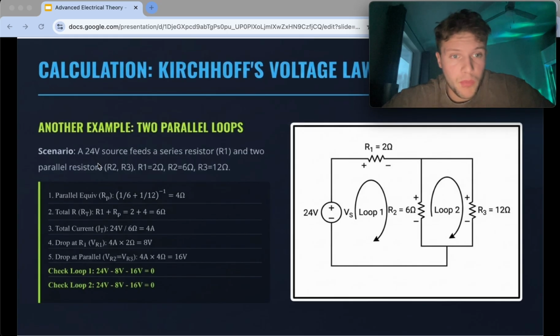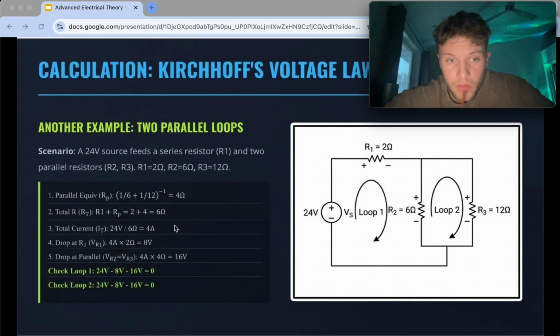Just for this example, we have a 24 volt source feed and we have 3 resistors. R1 is in series with R2 and R2 and R3 are in parallel to one another, and you can break this down into a series circuit by just simplifying these. The parallel equivalent would be 1/6 of this resistor, remember, because it's inverse, 1/12, and then you inverse that and you get 4 ohms. And then you're going to find that the total resistance, now that this is equivalent to 4, is 2 plus 4, which is 6.